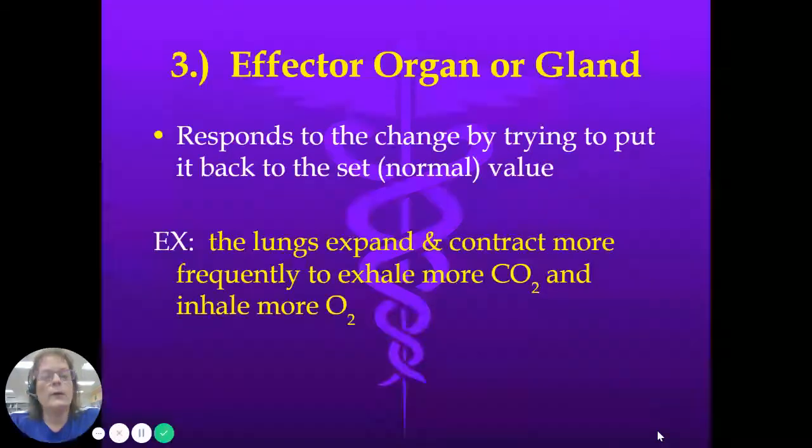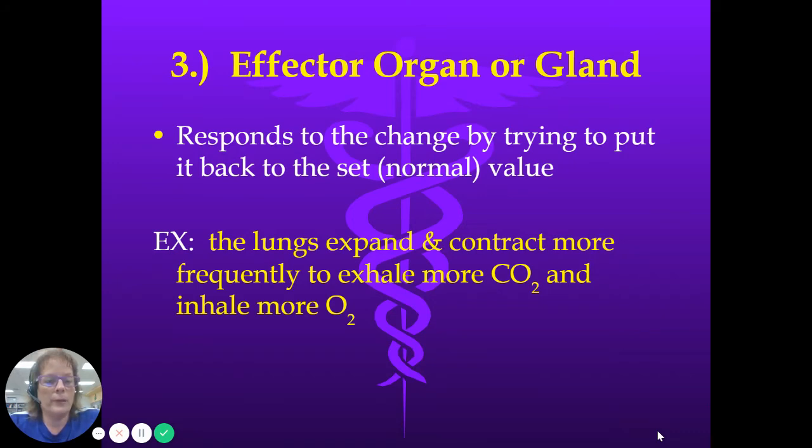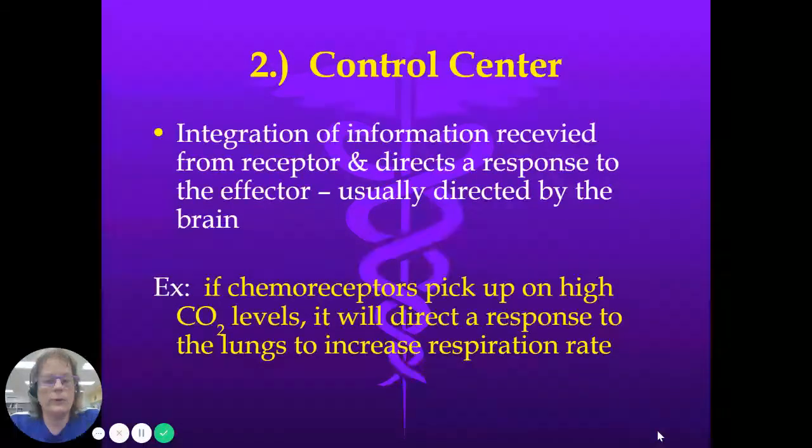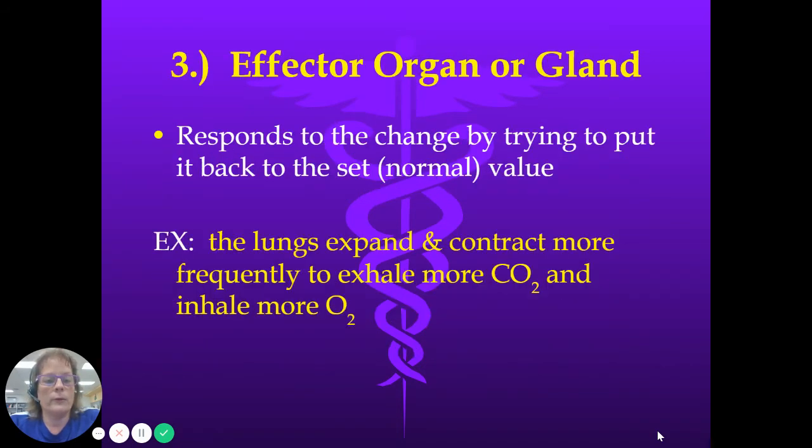Okay. So again, 3 parts. You have to pick up on what's being changed, and that's done by the receptor or sensor. That information is sent to the control center, usually the brain or spinal cord, which is going to tell another organ what to do to fix it. And then that other organ that's doing the fixing is called the effector organ or gland.